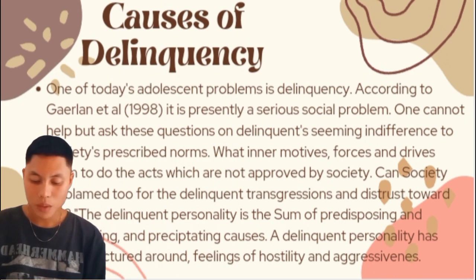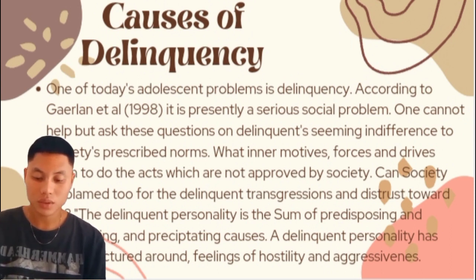Causes of delinquency. One of today's adolescent problems is delinquency. According to Garland et al., 1998, it is presently a serious social problem. One cannot help but ask these questions on delinquents' seeming indifference to society's prescribed norms. What inner motives and forces drive them to do acts which are not approved by society? Can society be blamed too for the delinquent's transgressions and distrust towards life? The delinquent personality is the sum of predisposing, aggravating, and precipitating causes. A delinquent personality has been structured around feelings of hostility and aggressiveness.